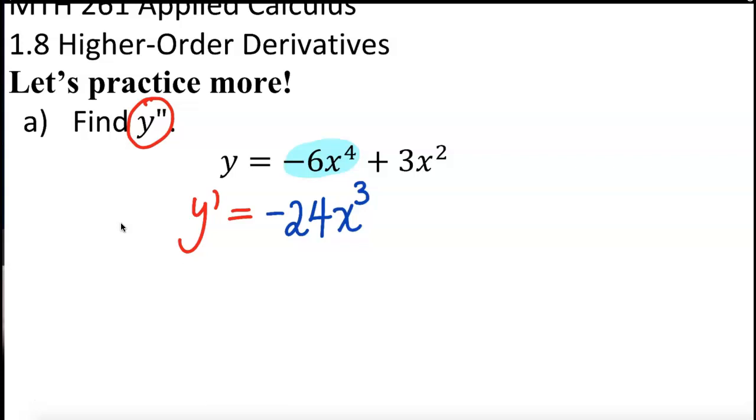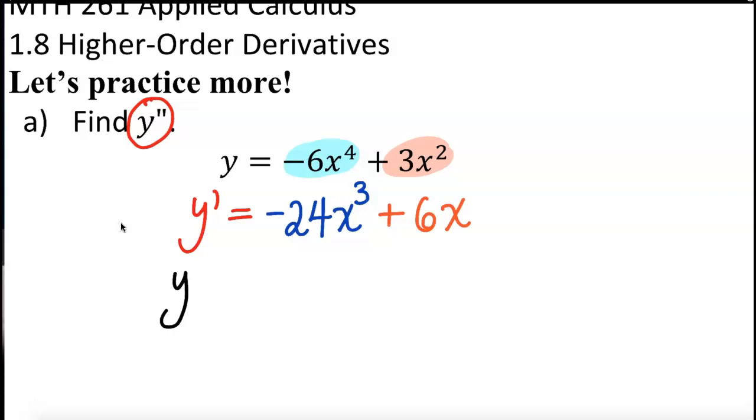Next, we have 3x squared. The derivative of 3x squared is 6x to the first power. Okay, so we found the first derivative just fine. Let's go on one more line and find the second derivative.